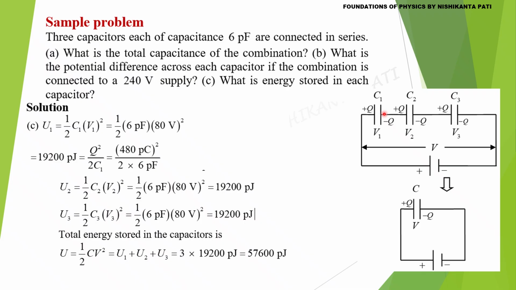Energy here, half C1 V1 square. Energy here, half C2 V2 square. Energy here, half C3 V3 square. Also you can apply any other formula for finding the energy. The total energy is U1 plus U2 plus U3, that is U equal to half CV square.